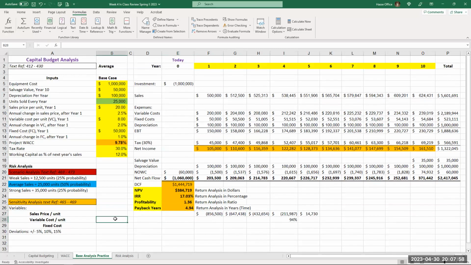So now we've looked at this analysis. I'm going to save this. Now we've looked at this analysis and we've determined in dollars, $384,719 profit or net cash flow, percentage 17.03%, ratio 1.36 times greater than the investment, and payback a little bit under 5 years to pay back the $1,060,000. There's our analysis. On the whole, this looks like a solid investment.